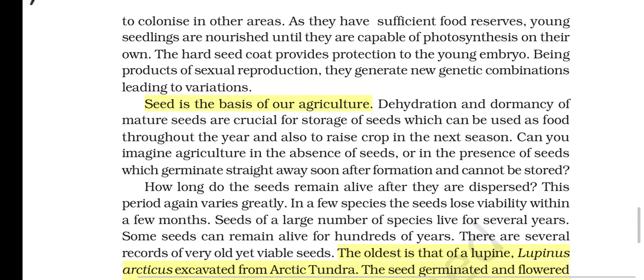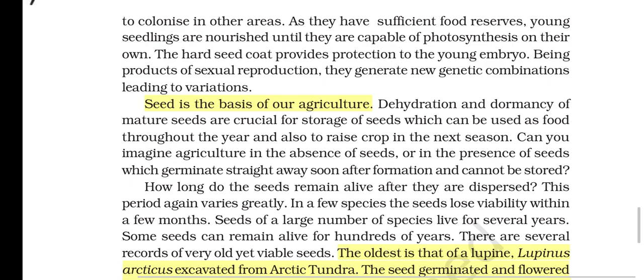As they have sufficient food reserves, young seedlings are nourished until they are capable of photosynthesis on their own. The hard seed coat provides protection to the young embryo. Being products of sexual reproduction, they generate new genetic combinations leading to variations. Seed is the basis of our agriculture.